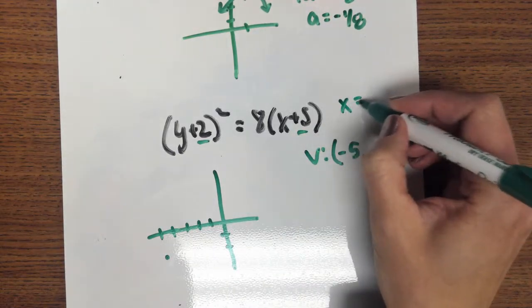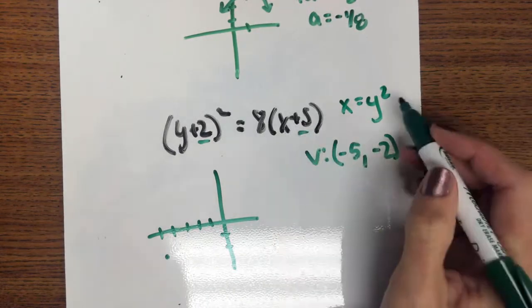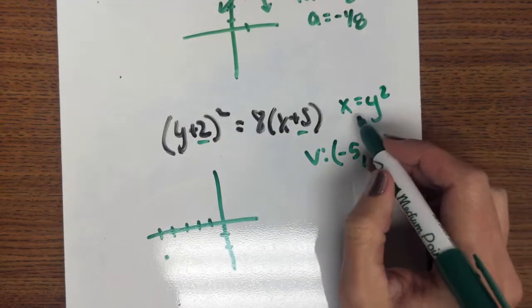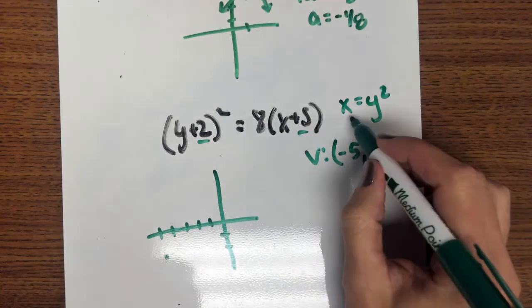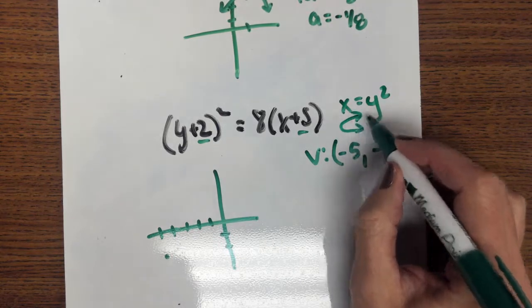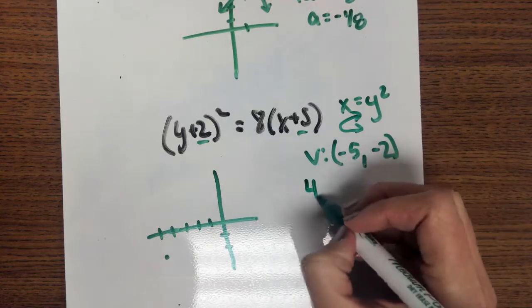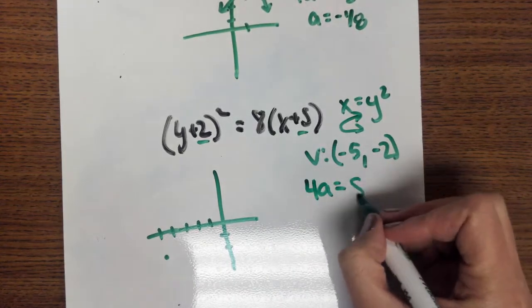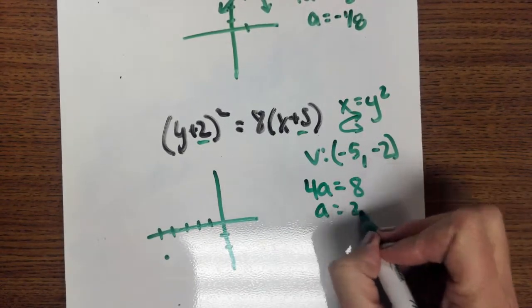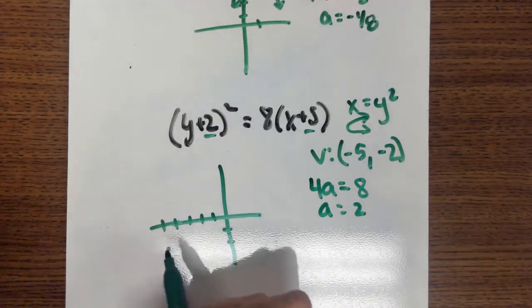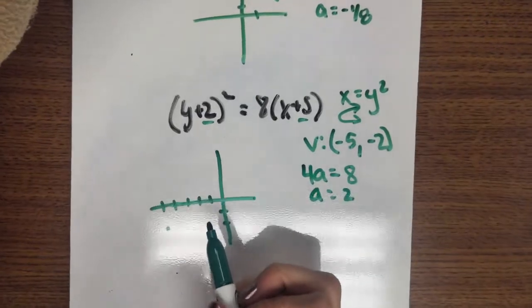The x value is not squared, so it's kind of like an x equals y squared because it's a positive 8. So this one is going to be opening horizontally because it's positive. It's going to be opening towards the positive value, so towards the right. I know 4a is equal to 8, so a is 2. And remember, a is the distance from your vertex to the focus and directrix.